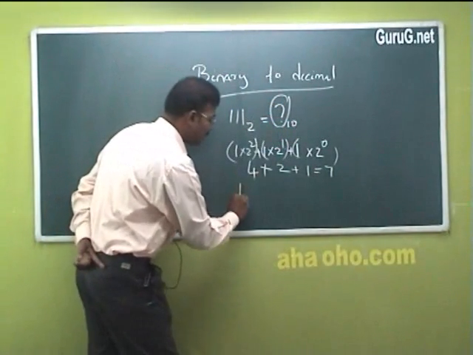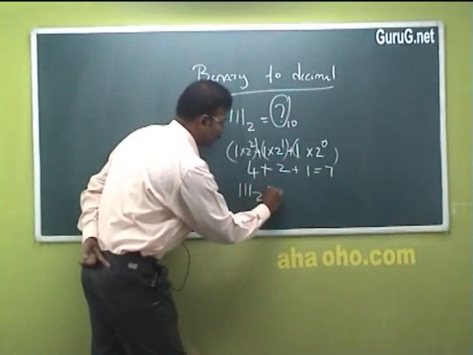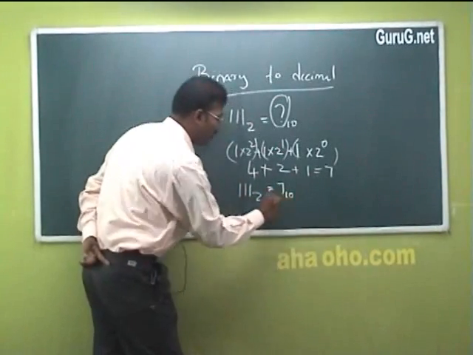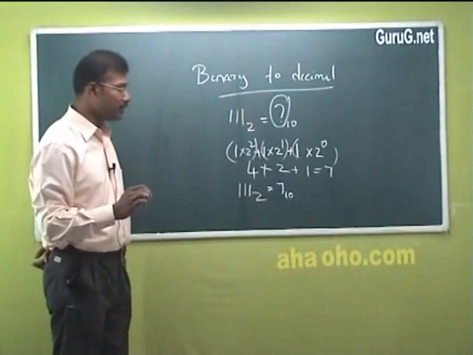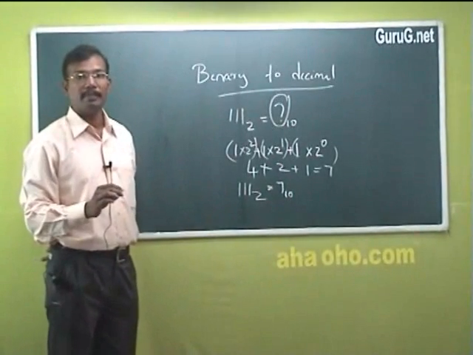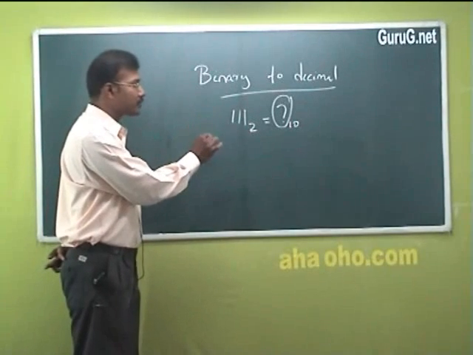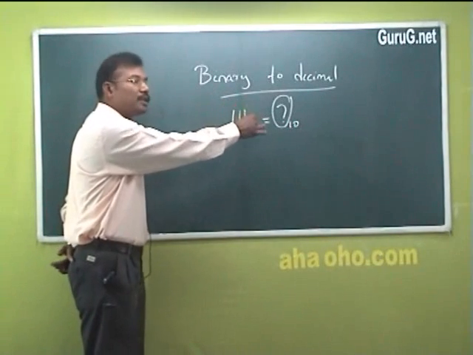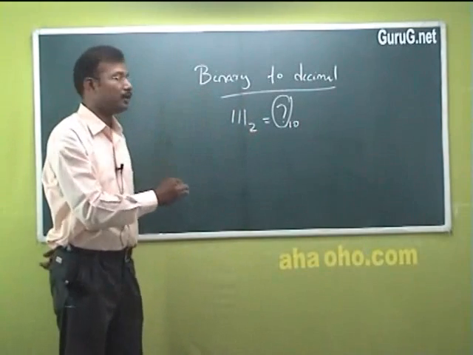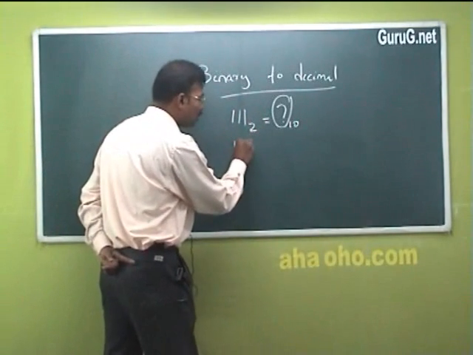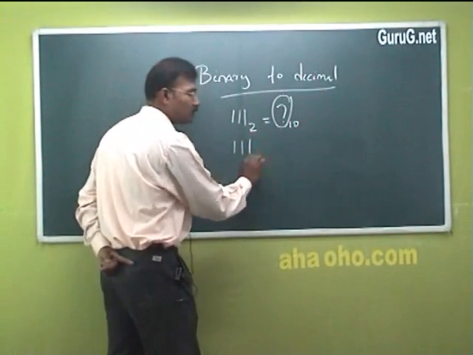So you can write like this. The equivalent of 111 to the base 2 is equal to 7 to the base 10. The conversion of this 111 to the base 2 should be done to the decimal 10. How we are going to do it? You can just see that 111, we have base 2.